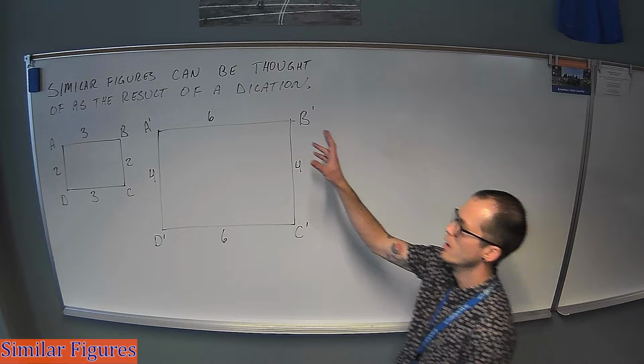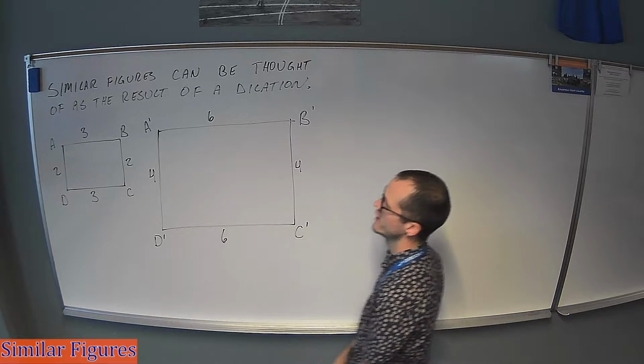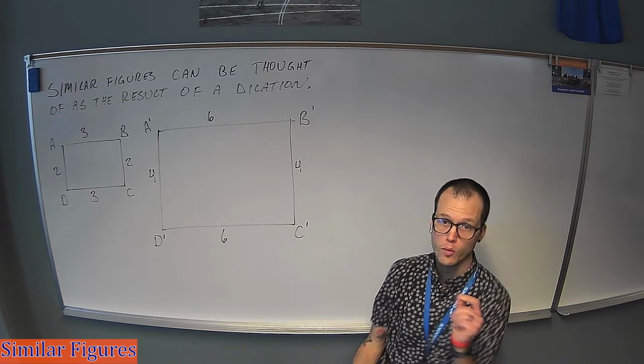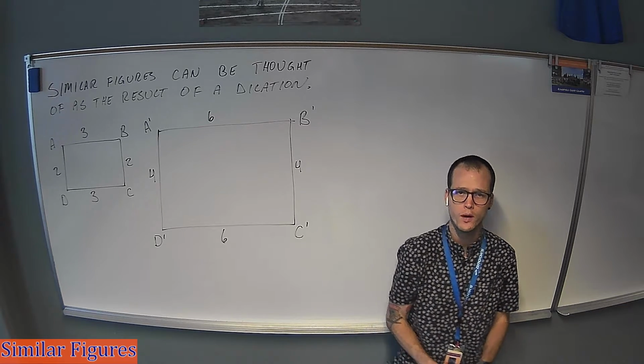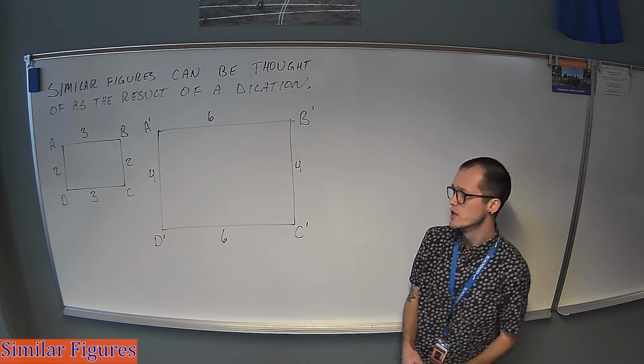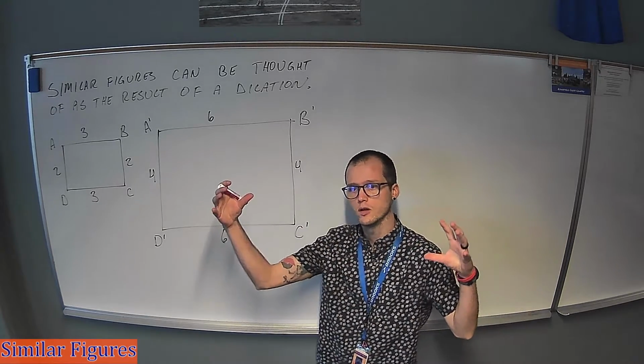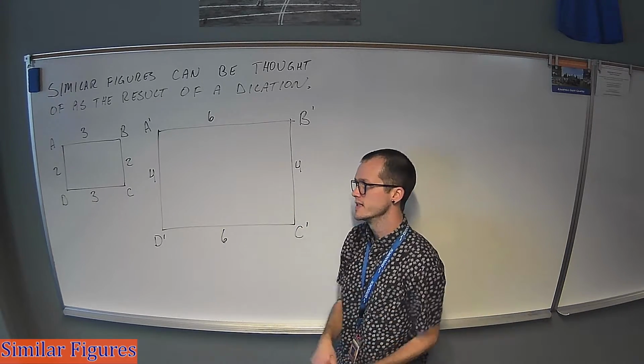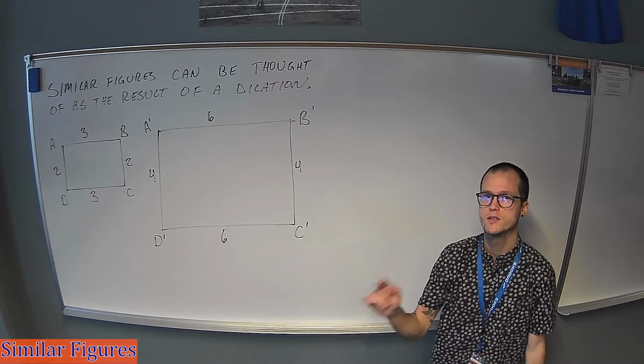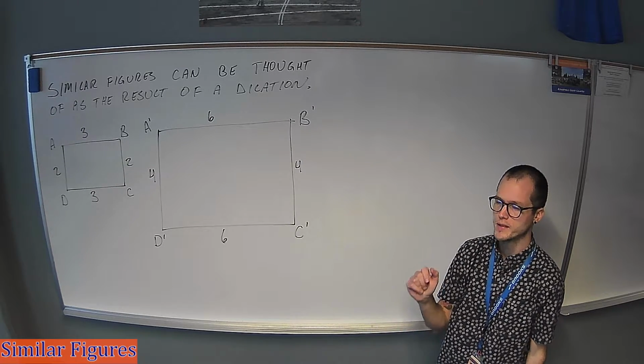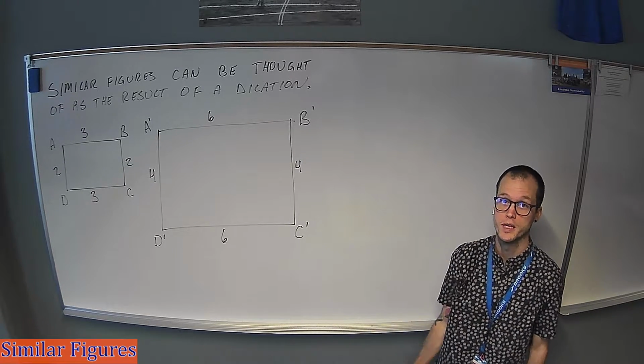So, on the board here, similar figures can be thought of as the result of a dilation. If you don't remember what a dilation was, go check that video out or check those notes out. That's important. Generally, it's a transformation that makes something go bigger or smaller in size. So if we think of similar figures as the result of a dilation, that's going to give you a head start on how most people think about similar figures.